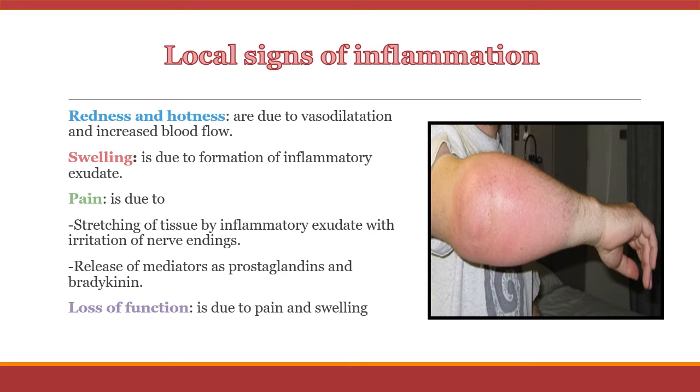The last sign of inflammation is loss of function. Why can we not, for example, move an inflamed arm or inflamed finger? Because actually of the previous two signs: this inflamed finger or arm is swollen, is painful, so it's not easy to function or to use this finger or this arm. So actually loss of function is because of the pain and the swelling together. So these are the main 5 signs of inflammation, and this is their explanation. Let's repeat: we have redness, hotness or heat, swelling, pain, and loss of function.